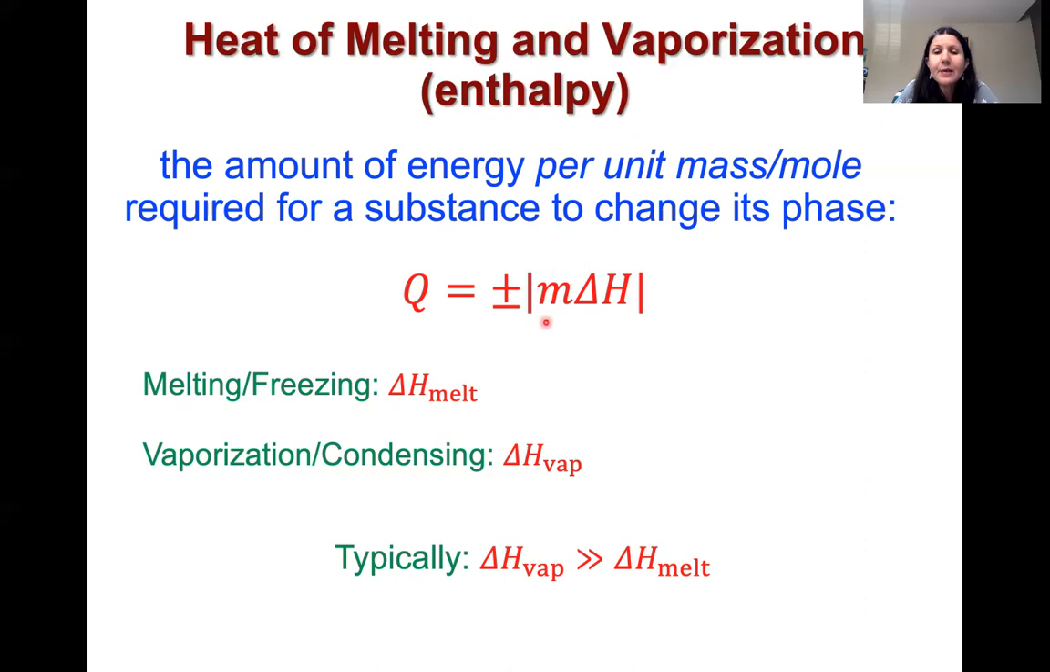Also, this M is not necessarily the amount that you have. For example, I told you that you start with 5 kilograms of ice and 1 kilogram melts. How much energy did you have to put in? You don't put the 5 kilograms, you only are concerned about how much energy it took to melt that 1 kilogram. So you put 1 here. It's really not the amount you have, but the amount that went through that phase transition.